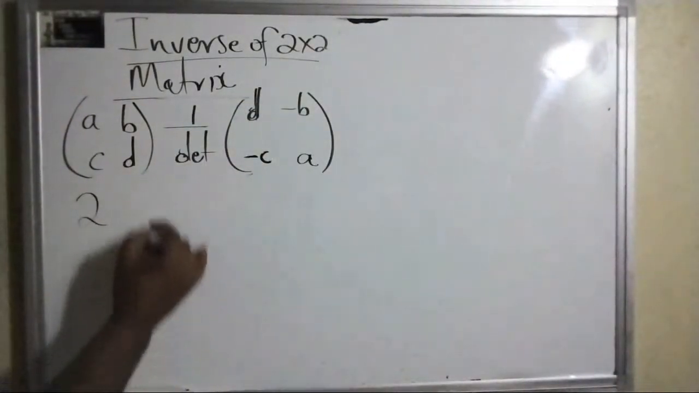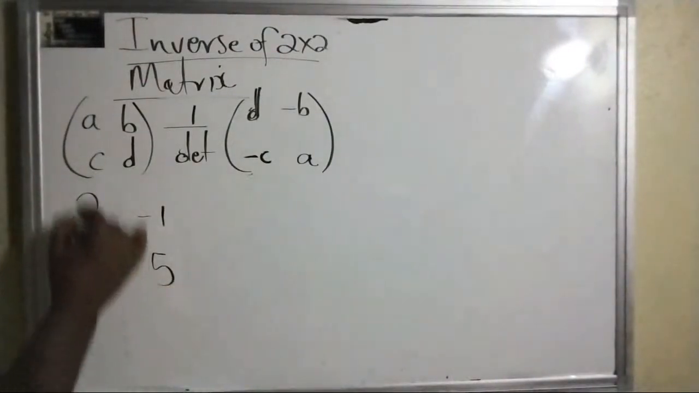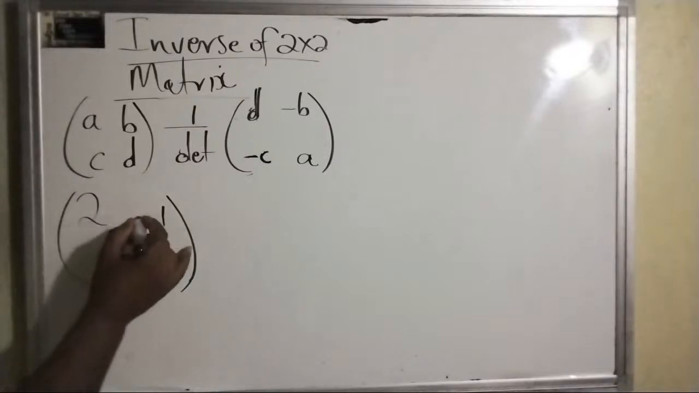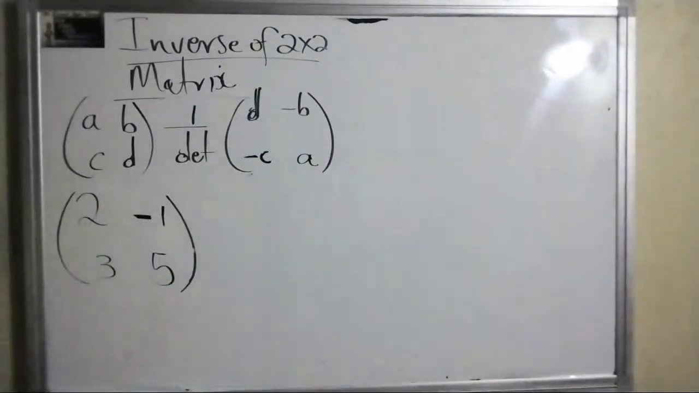So 2, 5, negative 1, 3. You can try it in the meantime, but I'm going to do it right away. So the next one, you guys can try. This one has a negative in there now, guys. So it should be a lot of fun.